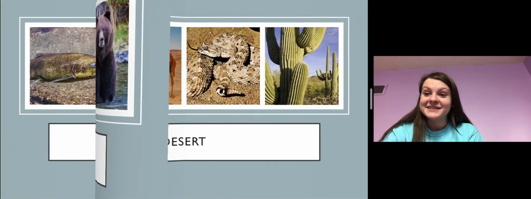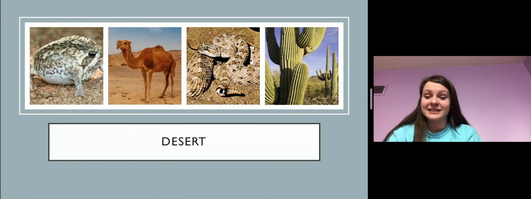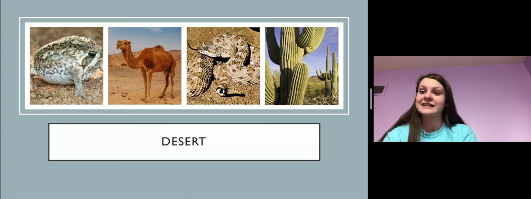For our last set of pictures, we have the desert, and the pictures shown are a frog, a camel, a snake, and a cactus. And for me, what I notice about these pictures is the frog is a similar color to the sand, the camel is furry and has a large hump, the snake is also the same color as the sand and is a bit rough and bumpy, and the cactus is tall and spiky.